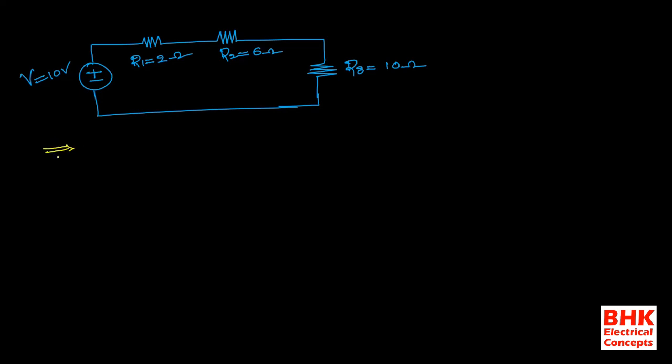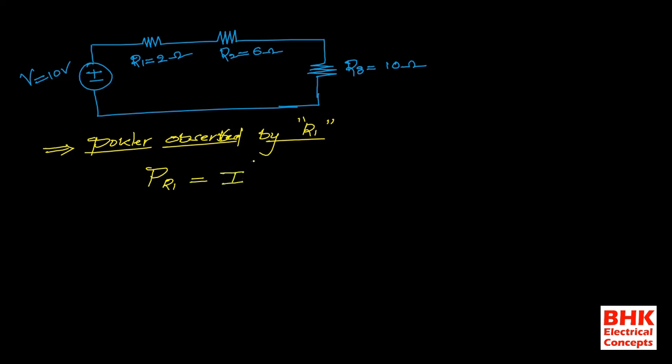Okay, now here we are going to find the power absorbed by the resistance R1. Whenever we are going to find the power absorbed by R1, that is P suffix R1, it represents the power absorbed by resistor R1. So whenever we are going to find the power absorbed by each resistor, we need to take the square of the current which is flowing through that particular resistance, times that particular resistance.